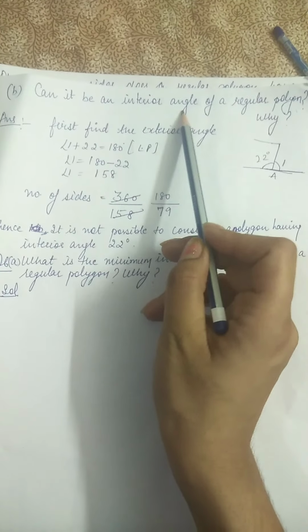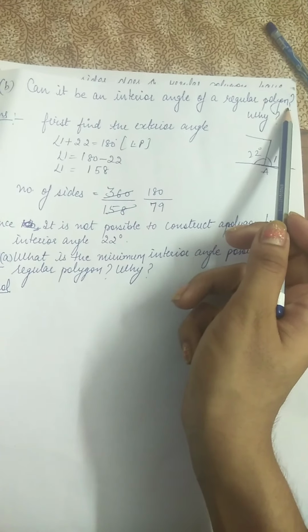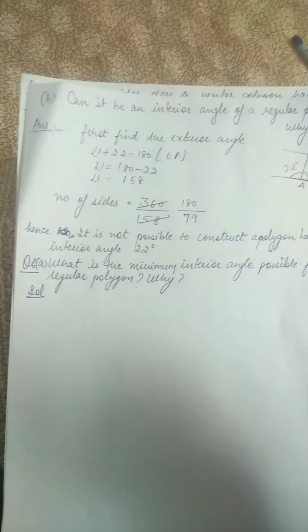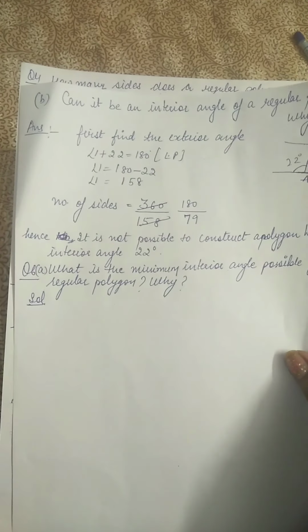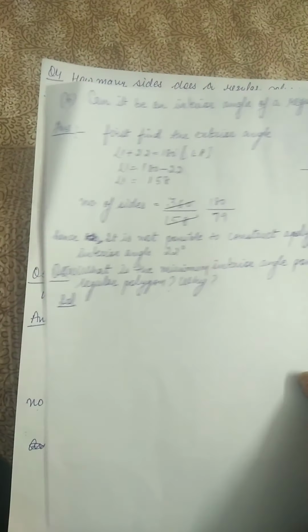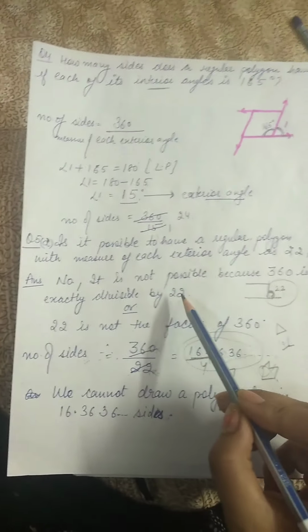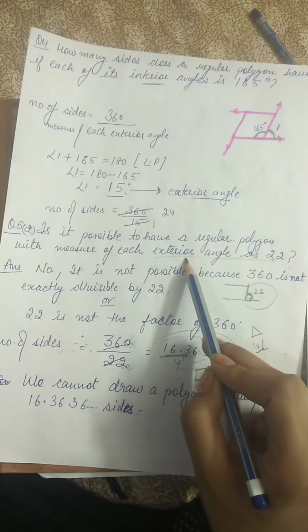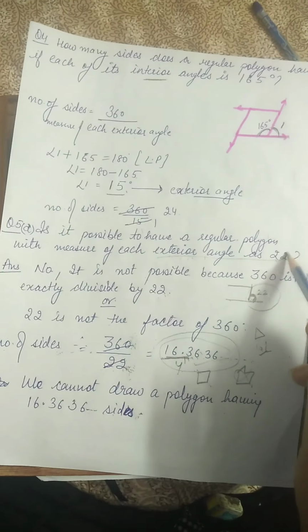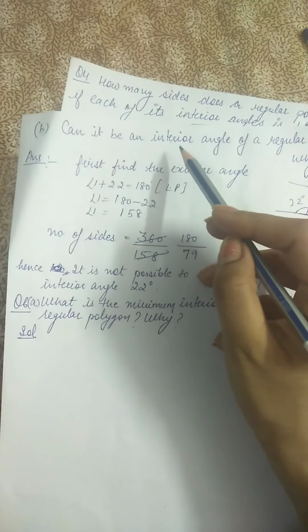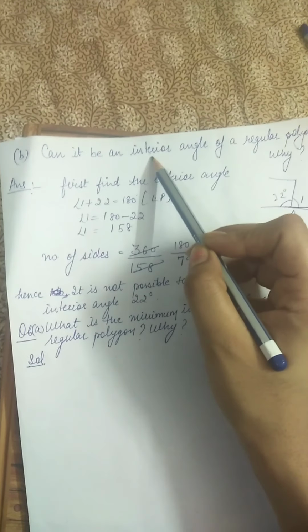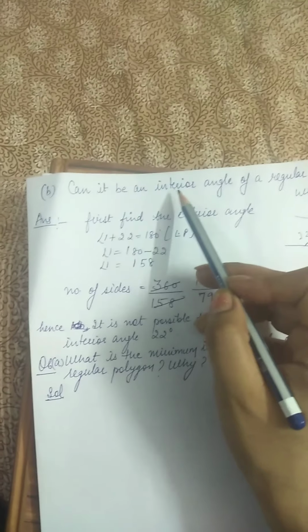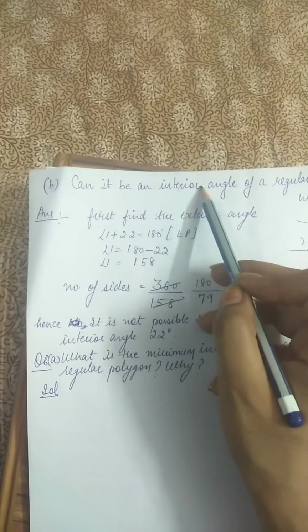Now part B. Can it be an interior angle of a regular polygon? Now you will find out whether it can be an interior angle. In the first part you had 22 as an exterior angle. But now you want to check whether 22 can be an interior angle or not. Because you saw that 22 can never be an exterior angle.